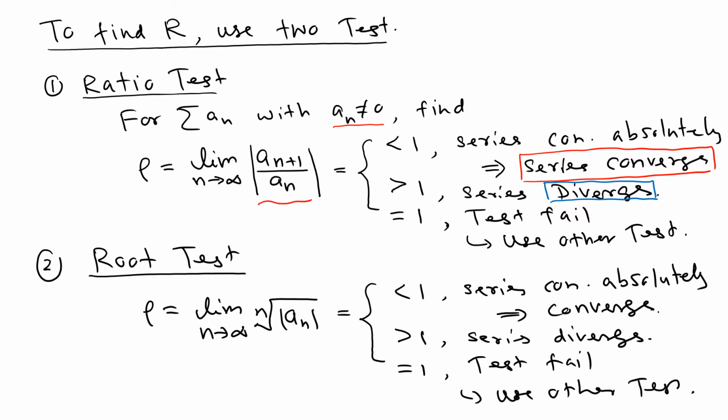When you use the root test, there are certain limits that are important, so I'm going to write them. For example, the limit as n goes to infinity of the nth root of n is equal to 1. Also, the limit as n goes to infinity of the nth root of a is equal to 1, where we assume that a is positive.